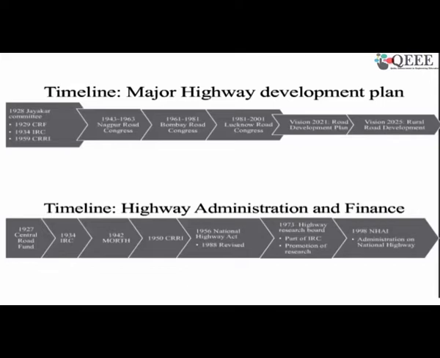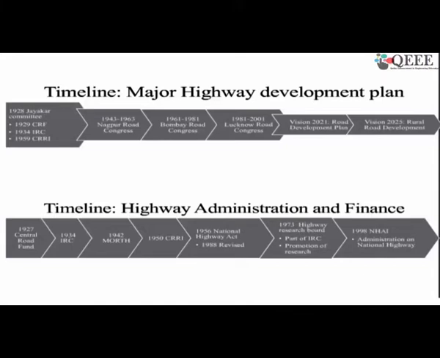the millennium era. In there you will see that we had one vision for 2021. This is another 20-year plan, a 20-year road development plan. Within that, there is also a rural road development plan, which is 2025. We'll be discussing this. This is how the improvement or development plans started.